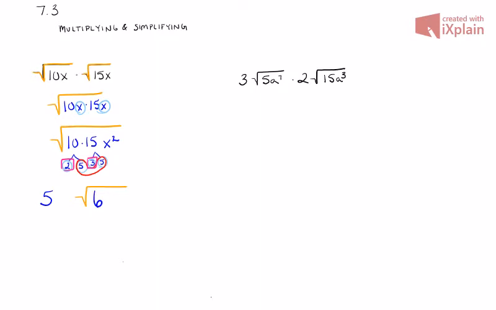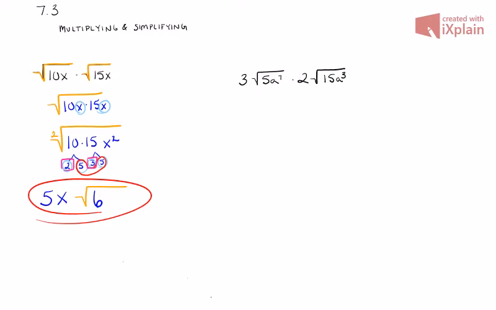X squared, again, I have two x's. I have a square root, so that means I can pull one of those x's out, so that one x represents one group of 2. And essentially, I'm done. The next problem is very similar to the one that we previously looked at.